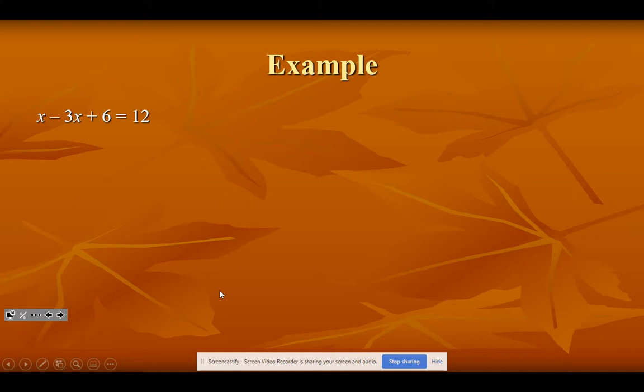Here's our first example that I'll do with you. x minus 3x plus 6 equals 12. I first want to draw my mirror, my line at the equal sign, to remind me that whatever I do to one side, I have to do to the other. So these two right here, x and negative 3x, are like terms. I need to combine them to get negative 2x plus 6 equals 12. And that's combining like terms if I'm writing my properties down.